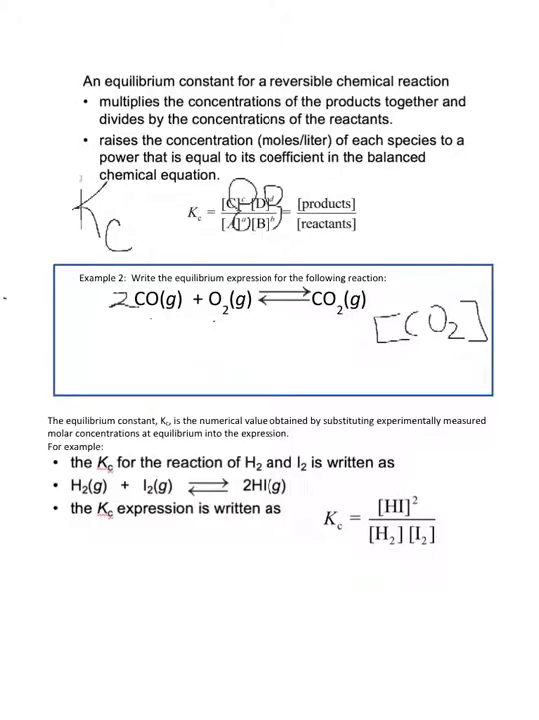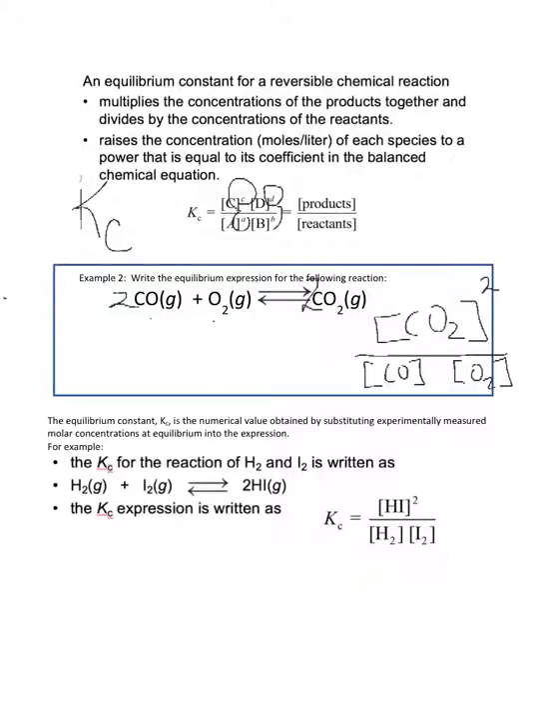That gives you 2 carbons and now 4 oxygens. If you put a 2 here, you now get 2 carbons and 4 oxygens. That gives you a balanced chemical equation. So now we're going to put the concentration of the products raised to the power of its coefficient. And its coefficient is a 2. So it's going to be the concentration of the carbon dioxide squared divided by the reactants. We have 2 reactants. We have carbon monoxide and we have oxygen gas raised to the power of their coefficients.